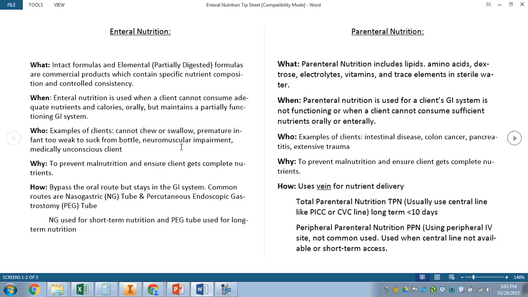So we can use total parenteral nutrition, using a central line like a PICC line or a CVC line, for long term. We can also use a shorter line, what I had in class to show you, peripheral parenteral nutrition. It's using a short peripheral IV site. I do not see this method used very much, because a vein with that small of an IV gauge just can't tolerate the amount of dextrose that needs to go in there. But it can be used if the central line is not available, or if it's for very short term. I'm talking like a day or two, maybe.